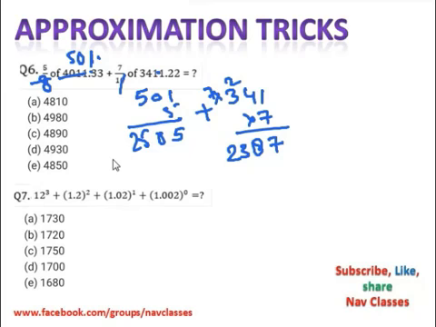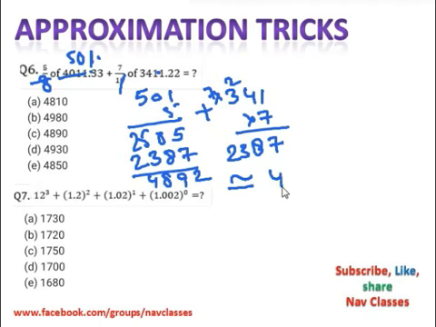So after adding these two values, 2505 and 2387, then your answer will come 12, 2 carry forward, and then 984. Let's see the options. It will definitely approximately equals to 4890. C is our correct answer. See carefully, I wrongly admit this B. Okay, C is our correct answer.